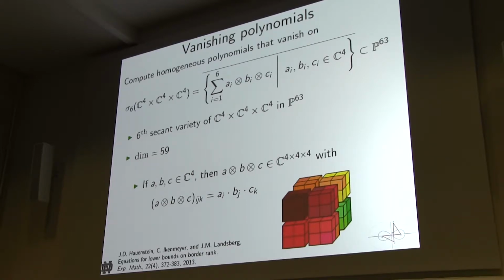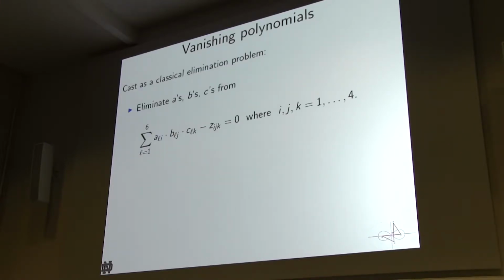Okay. So here's a variety where, before we started looking at this, no known defining equations existed. So we could formulate this as a classical elimination problem. Using what Carlos and David talked about yesterday, this is a very natural elimination problem. Here are my defining equations, and these are my variables z, and I want to eliminate all the a's, b's, and c's from there. I'm still waiting.